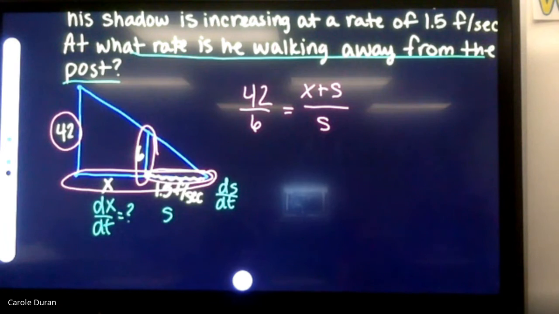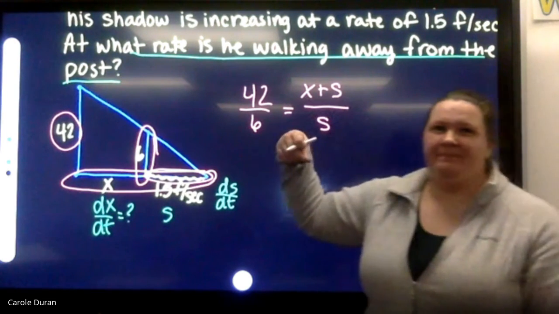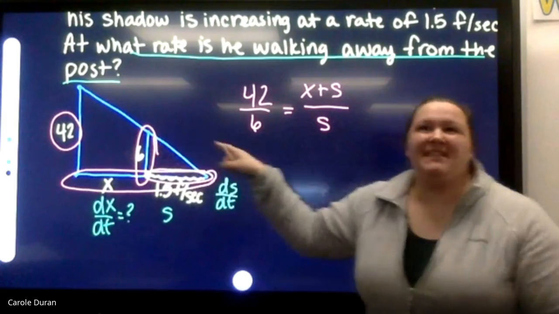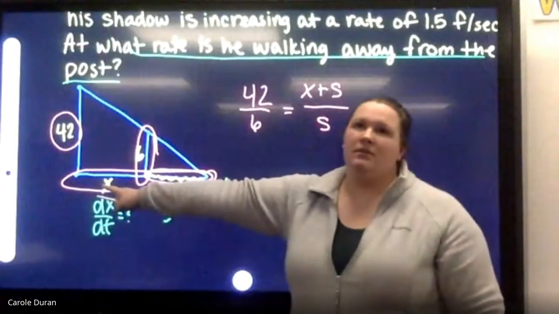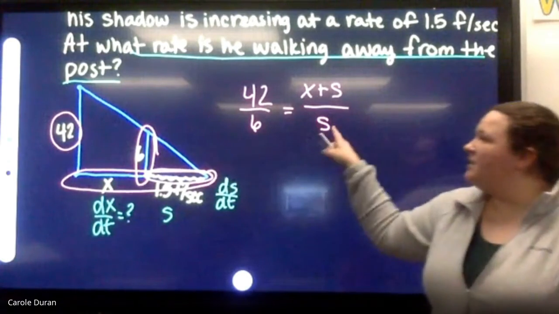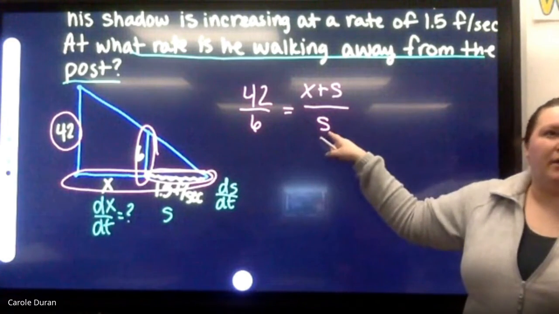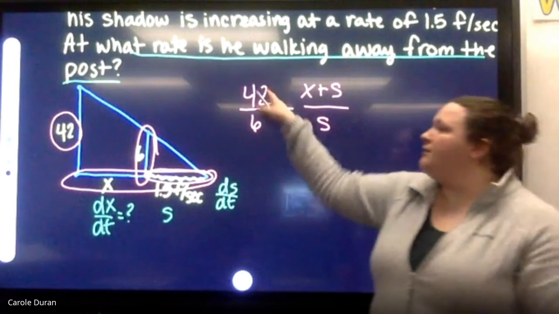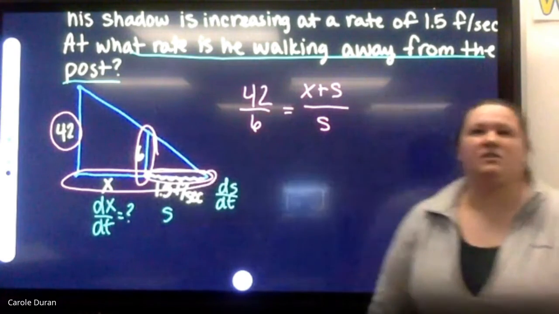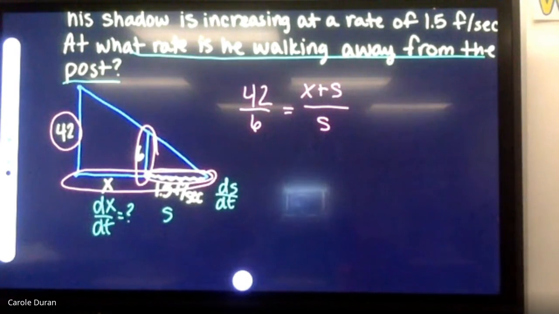Does everybody understand how I set that up? The x plus the S is the length of this entire base side. S is just the length of the base side on my smaller triangle. And then 42 and 6 were the heights of each of these similar triangles. Are we okay with that? I'm not done.